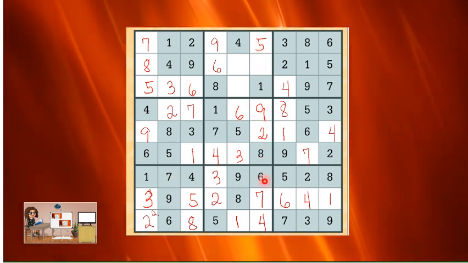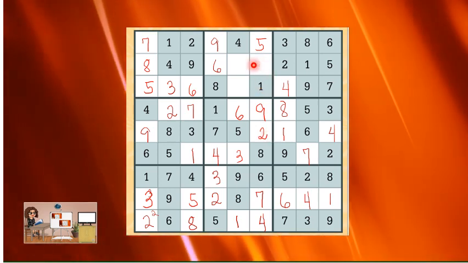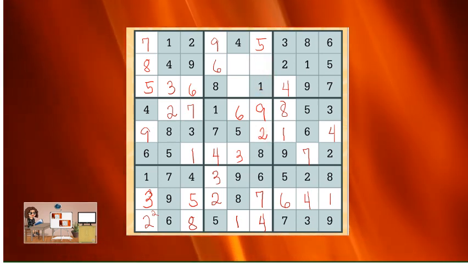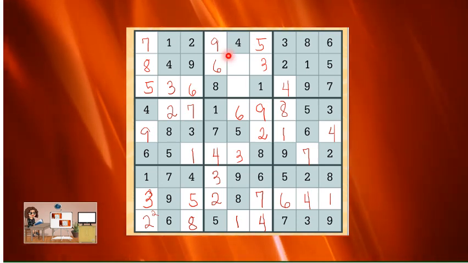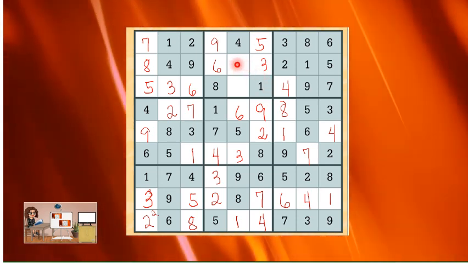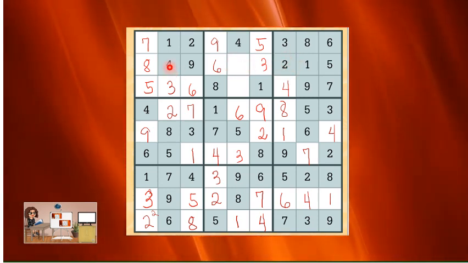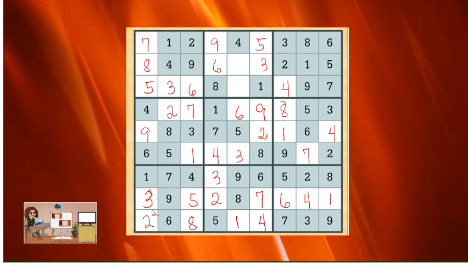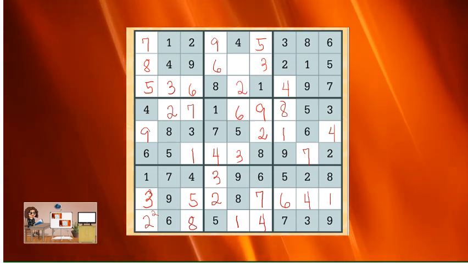In this column, we have the numbers 1, 2. So 3 is missing. So we write 3 here. On this block, we have 1. 2 is missing, but we cannot write 2 here because there's already 2 in this row. So we write 2 in this cell. 3, 4, 5, 6, 7.